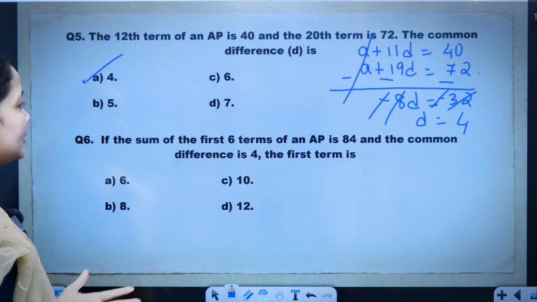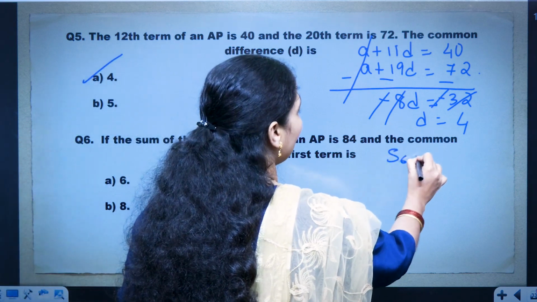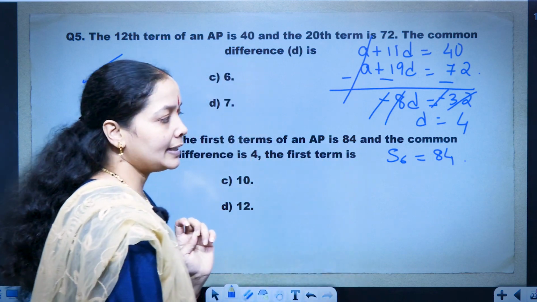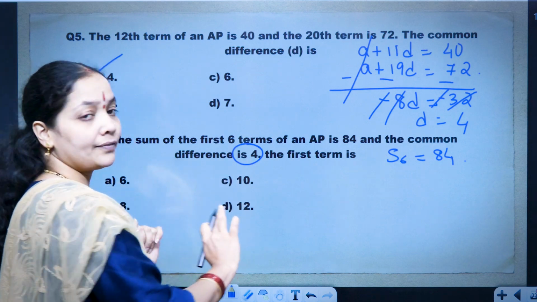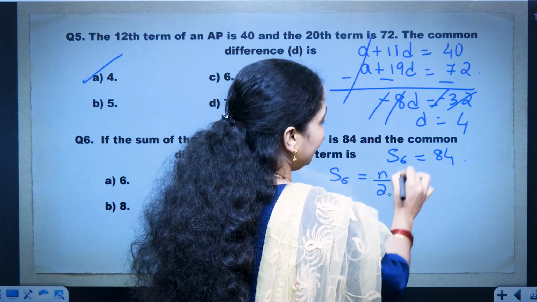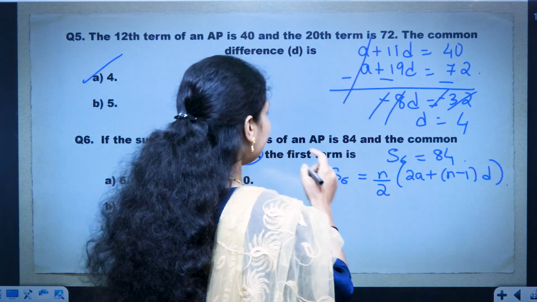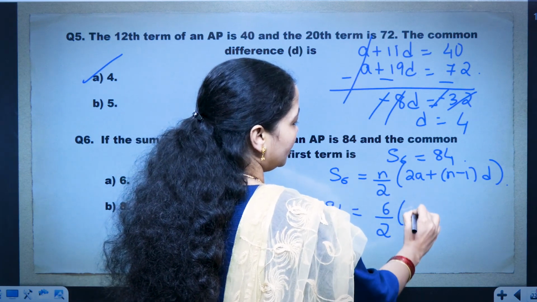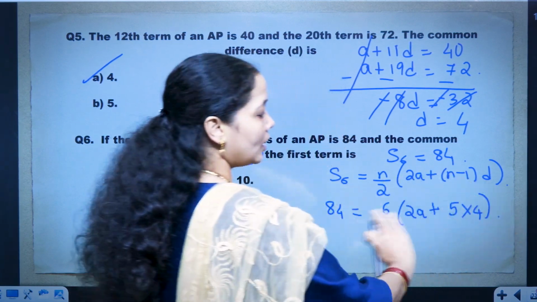We'll move on to the sixth question here. If the sum of first 6 terms of an AP is 84, S6 is given to be 84, and the common difference is 4, find the first term. That means in this question, n will be 6, common difference is given as 4, I have to find A. Let us write the formula. S6 is equal to n by 2 into 2A plus n minus 1 into D. S6 is given, that is 84, n is 6 by 2, A I don't know, 6 minus 1 is 5 and D is 4. I'll substitute all the values here.